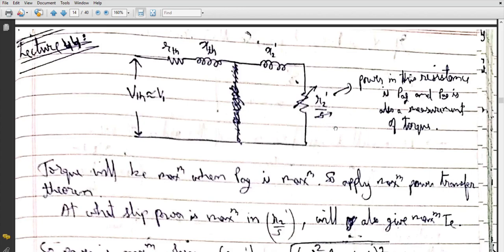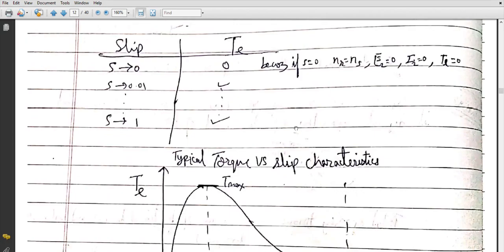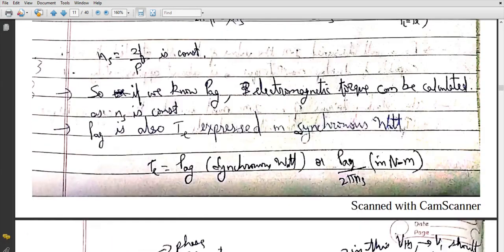Also we know that this air gap power PAG is a measurement of your torque. I have told you that whenever you measure torque in synchronous watts, the torque is directly the measurement of your electromagnetic torque. I'll tell you again. See, this electromagnetic torque equals your PAG, the air gap power, in synchronous watts. So you can conclude that to find maximum torque, if this PAG is maximum, then obviously this torque will also be maximum. Are you getting the point?